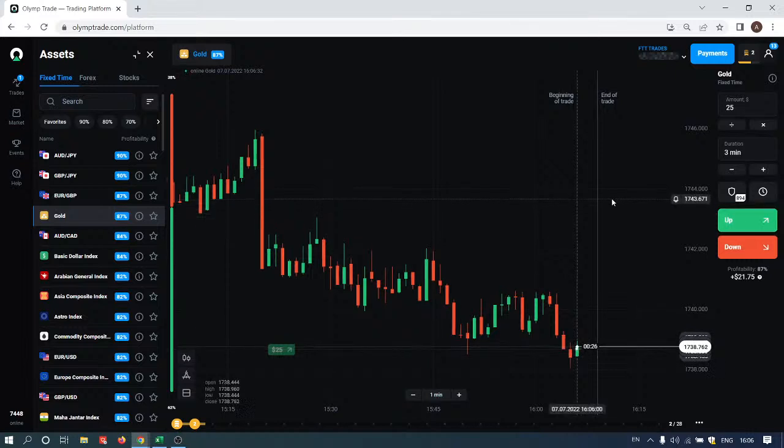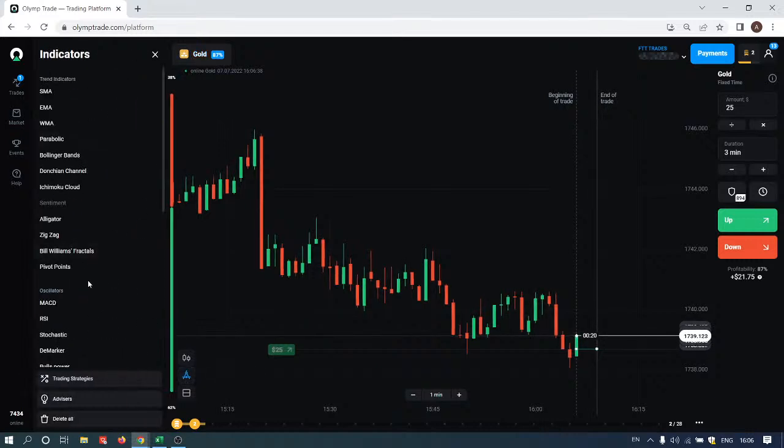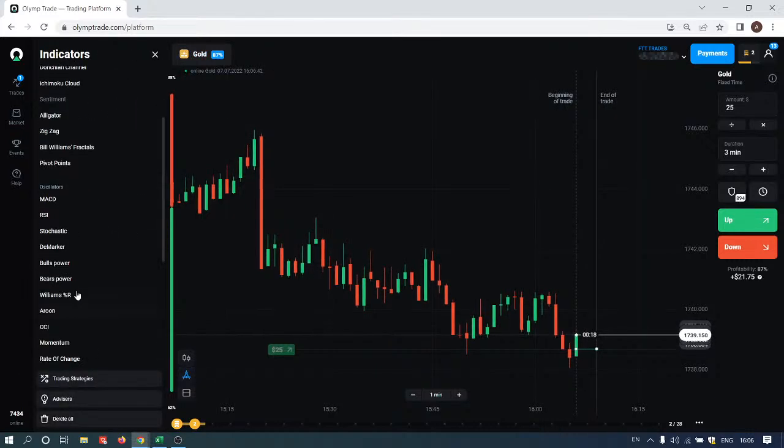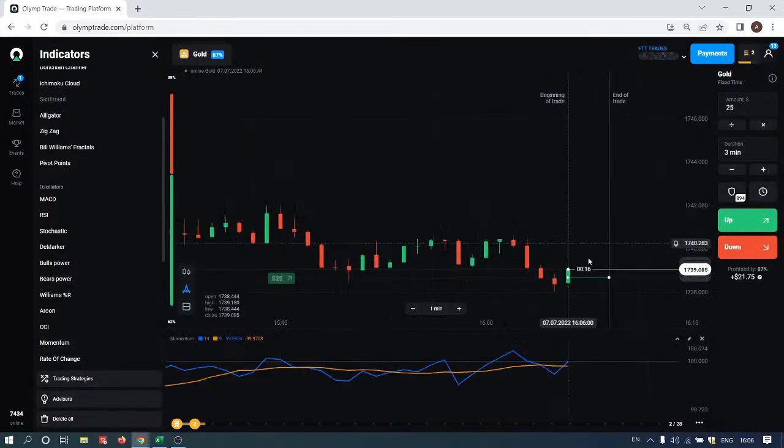Yeah, well, sometimes there are some bugs. Oh well, anyways, let's go ahead and enable the momentum indicator again.